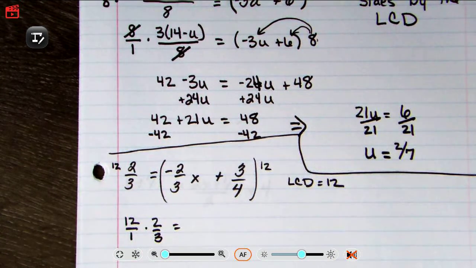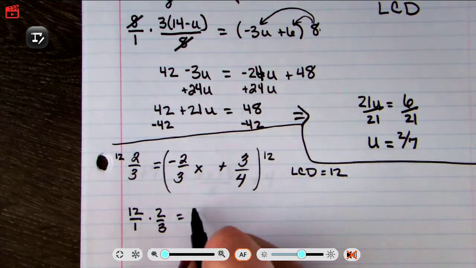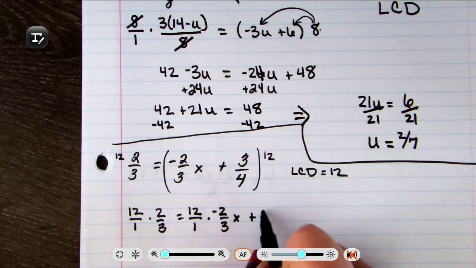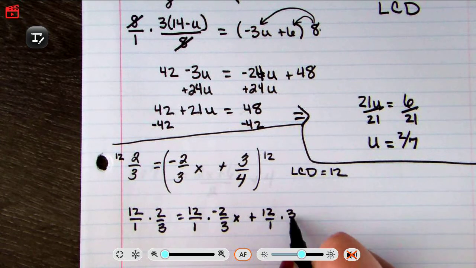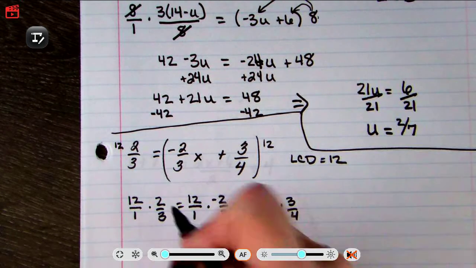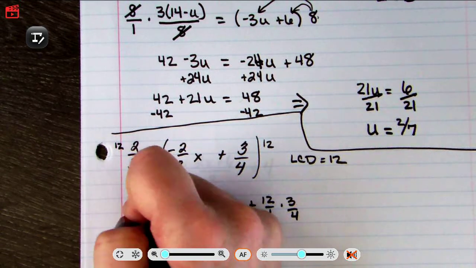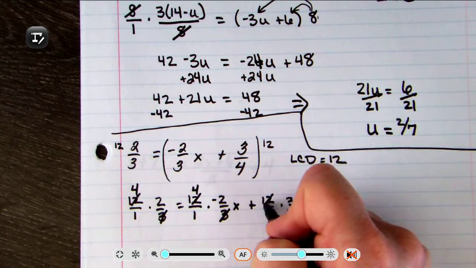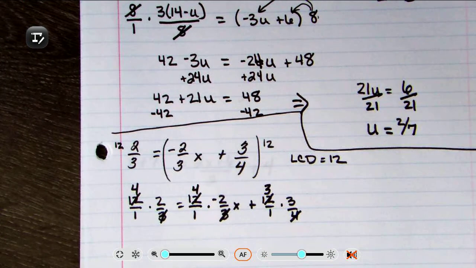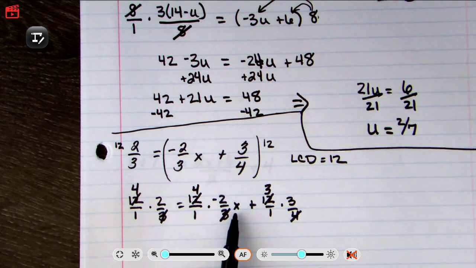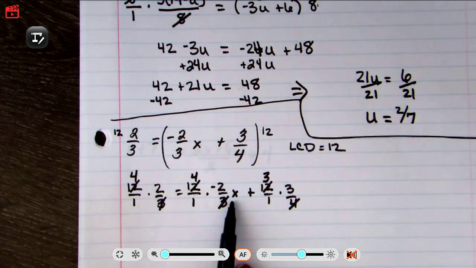I'm going to distribute this 12 into both pieces. 12 over 1 times my negative 2/3 x plus that 12 over 1 times 3 over 4. And now I'm going to do some reducing ahead of time. So my 3 and my 12 gives me a 4. The 3 and the 12 gives me a 4. The 4 and the 12 gives me a 3. Be a little bit careful not to lose my variable x. Notice it's sitting right there. Very easy to miss some things.